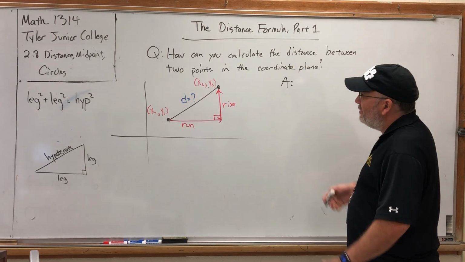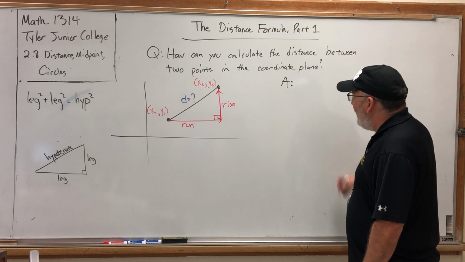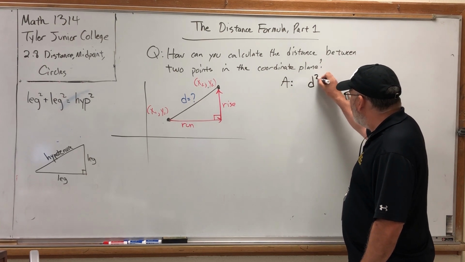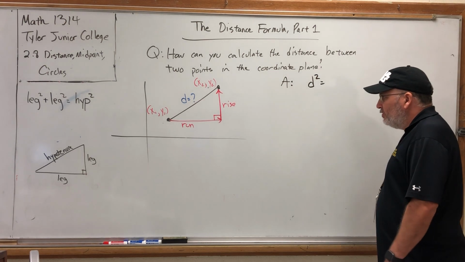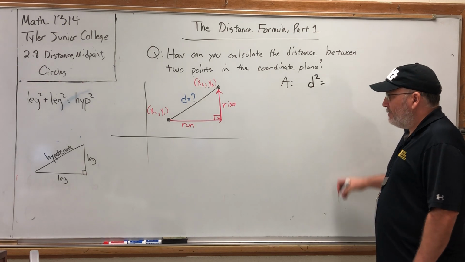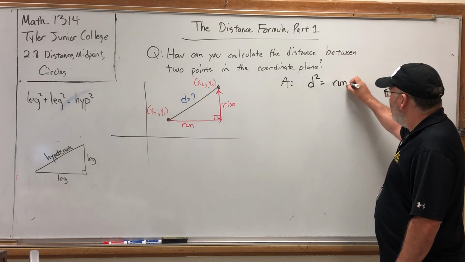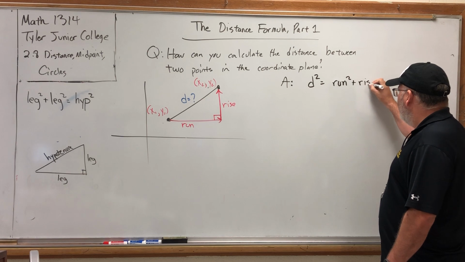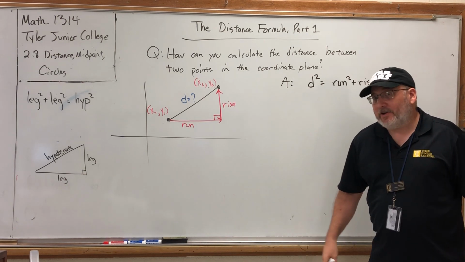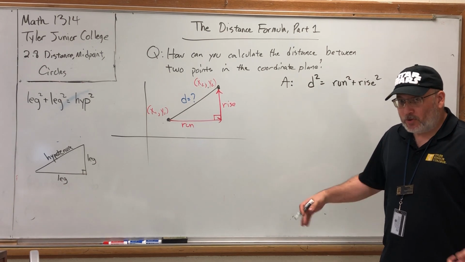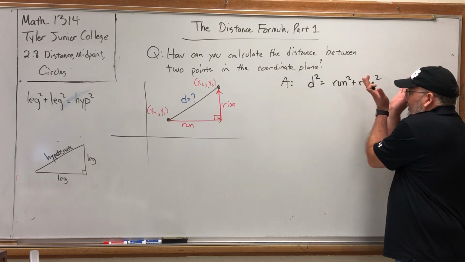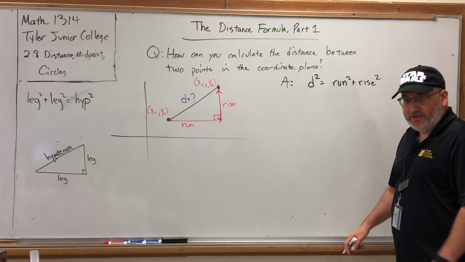So if we did the Pythagorean Theorem on this picture, the hypotenuse is d, so we could say d squared equals, the legs are currently represented by run and rise. So we'll say run squared plus rise squared. Now, we know how to calculate run and rise if we know the coordinates. So we can calculate the right side, and therefore we can calculate the distance.